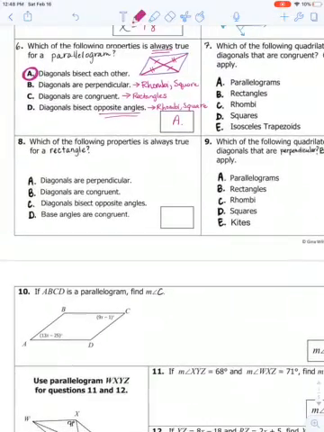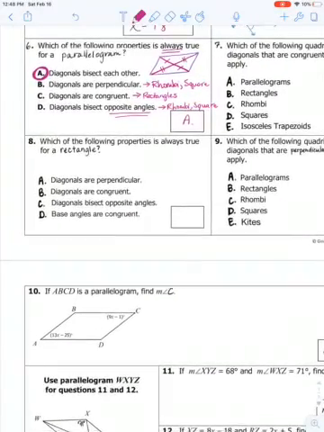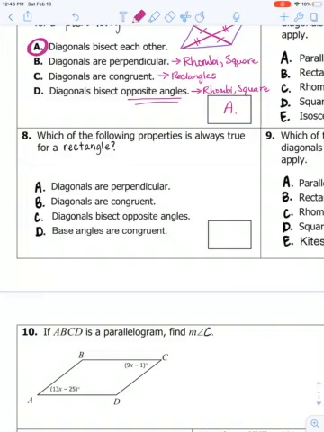I'm going to skip down while we're on that to number 8 here because it's very similar. It even has almost the same answer choices. But now it's saying which of the following properties is always true for a rectangle. Okay, so rectangle, remember, is a type of parallelogram. So it's going to have all the properties of a parallelogram. And what did we just say was a property of parallelograms? That the diagonals bisect each other. Oh, that's not there. So that's not an option.